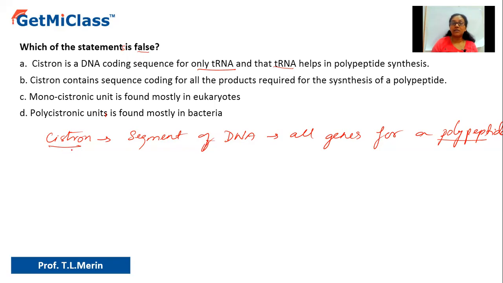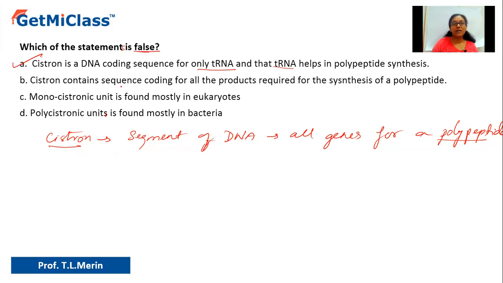But it doesn't code for only one particular polypeptide. It codes for all the enzymes needed. It codes for all the proteins needed for the expression of a particular protein. So option A, which says that, is an incorrect statement. Hence, that is our answer, because we are looking for the false statement.